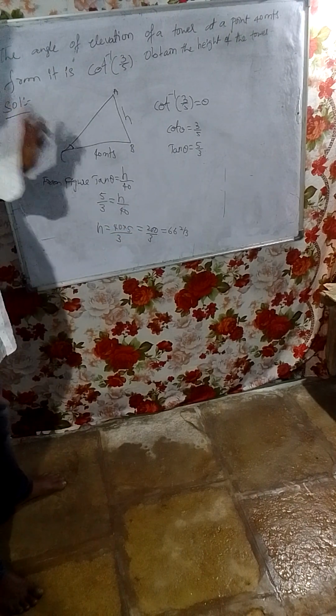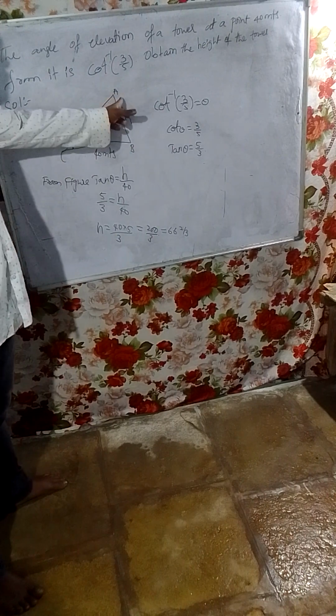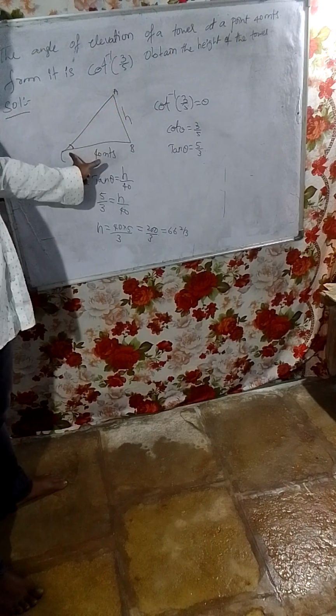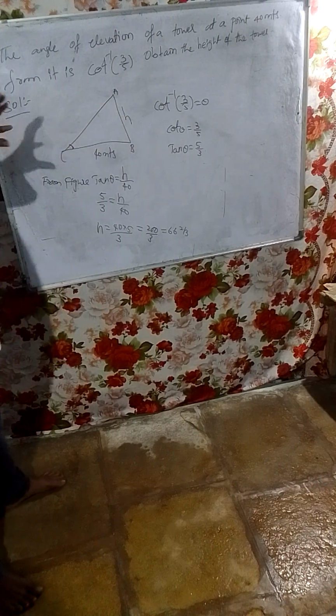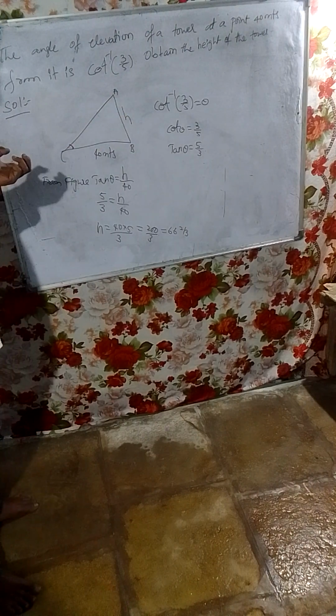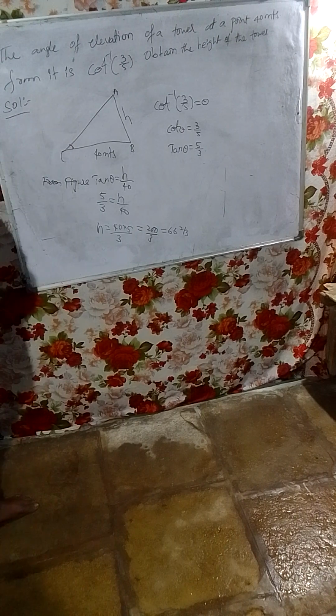The angle of elevation means when we look from the point up to here, the distance is 40 meters, and we should find the height. Basically the angle is not given, whether 30 degrees or otherwise, and we don't know how many degrees there are.